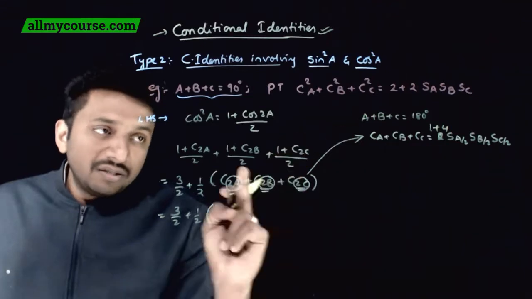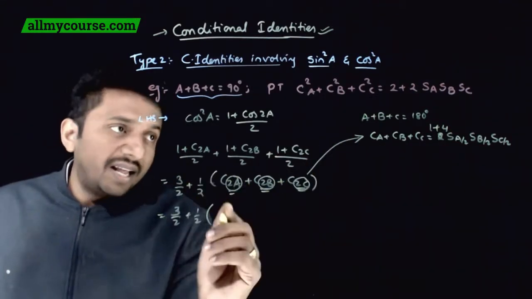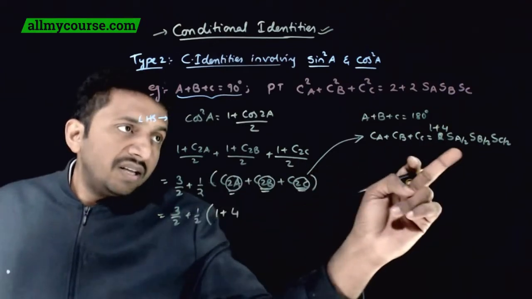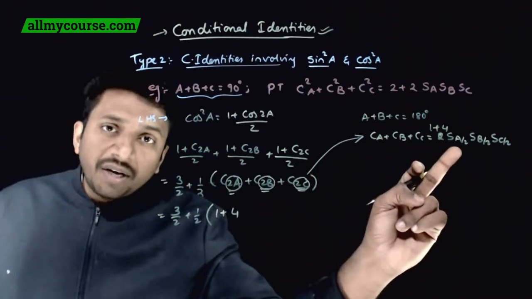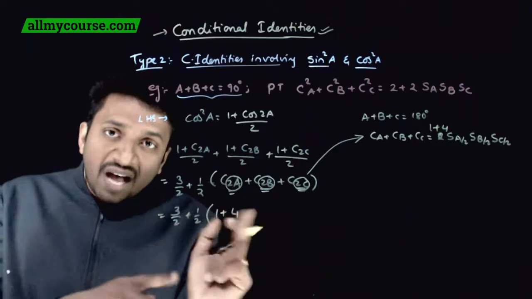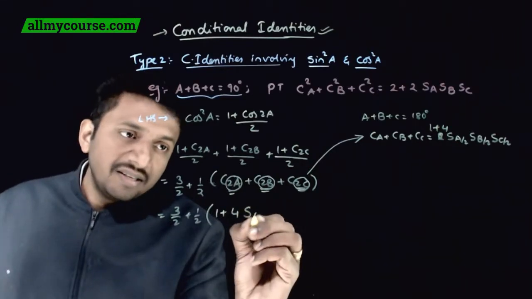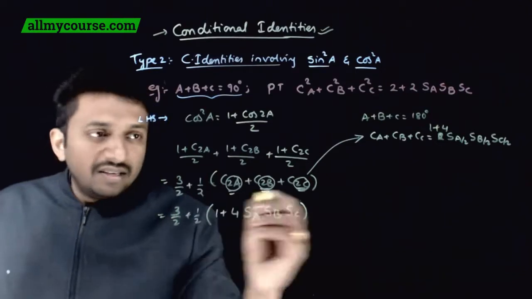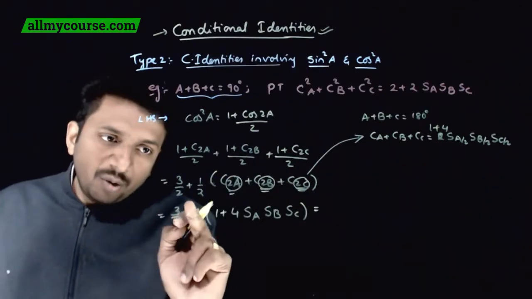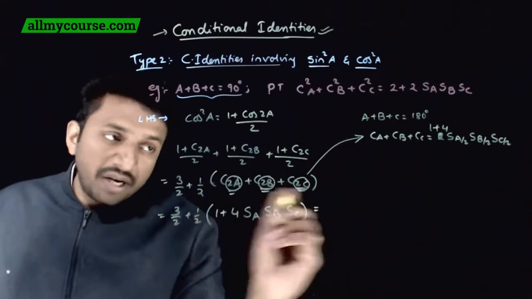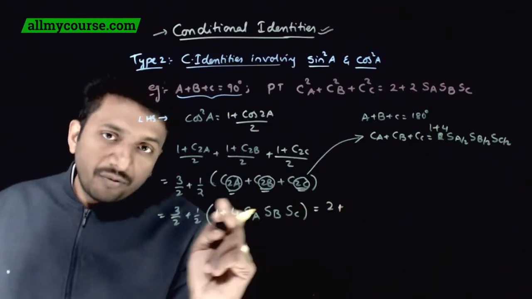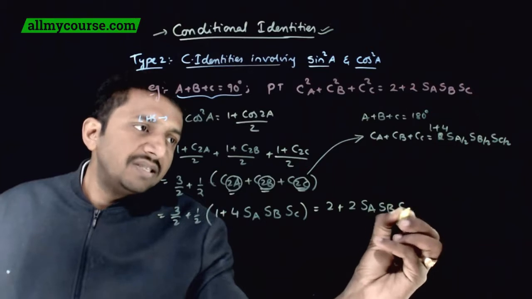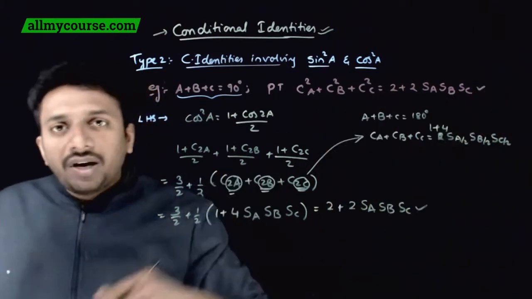Now if I use this formula here, I get 1 plus 4 times, if you have a here, you have an a by 2 there. If you have 2a here, you have half of that. That is sine a, sine b, sine c. That is equal to 3 by 2 plus, if you expand the bracket, 1 by 2, which is 2, plus 4 by 2 is 2 sine a, sine b, sine c, which is the required RHS.